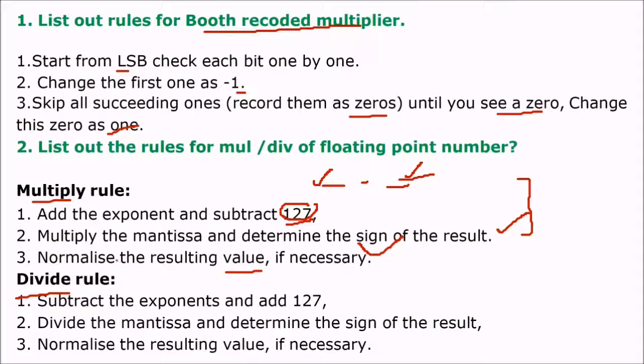And for division of floating point numbers, we subtract. For multiplication we add the exponents, in the division we subtract the exponents. And then here we subtract 127, there we add 127. Then in the multiplication we multiply the mantissas, in division we divide the mantissas. And then determine the sign of the result, and we normalize the resulting value if necessary. This is multiplication and division of floating point numbers.